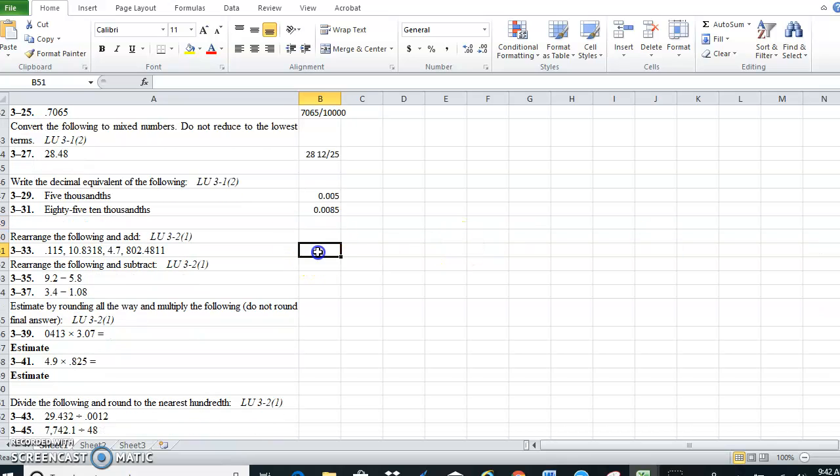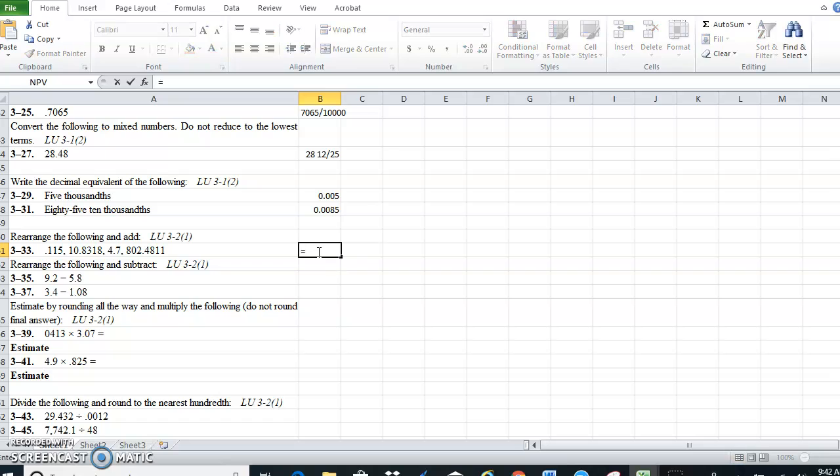Rearrange the following and add. So this is more challenging to do in Excel or even in Word because what it's asking us to do is to line up the decimals vertically and add. But we can't really do that in this format. So if you don't submit this part or if you just add it, I'm okay either way.